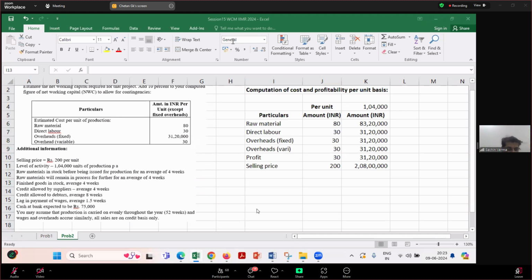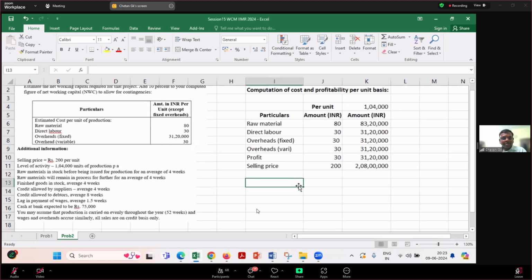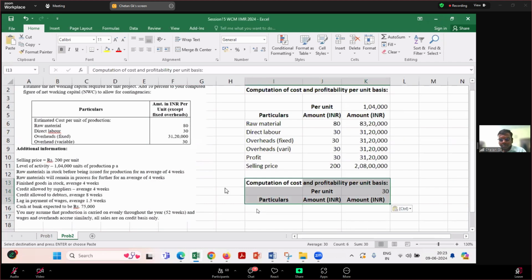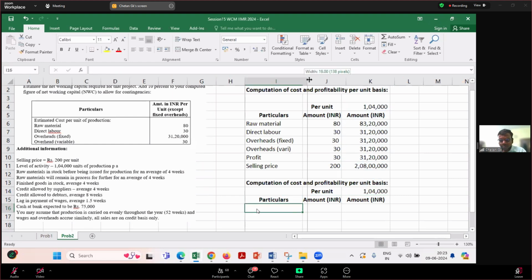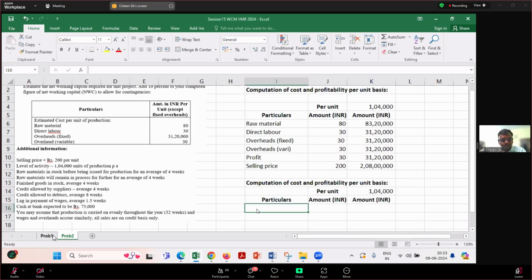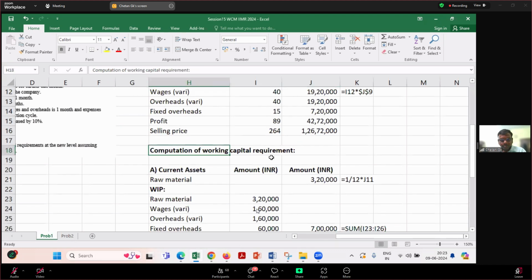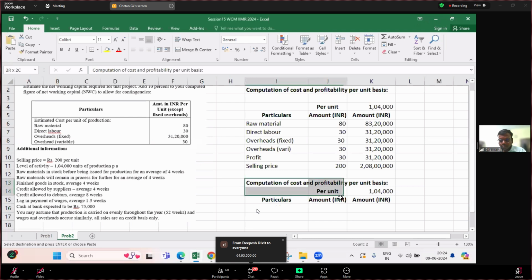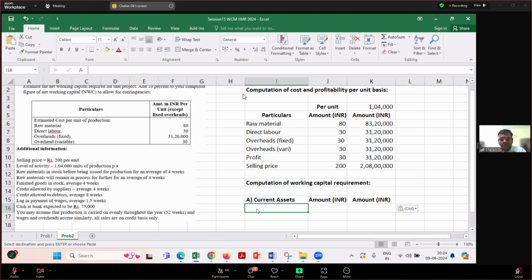Okay, Dinesh sir has done it already. Good. So also done. Very good. Deepesh also done. Good.